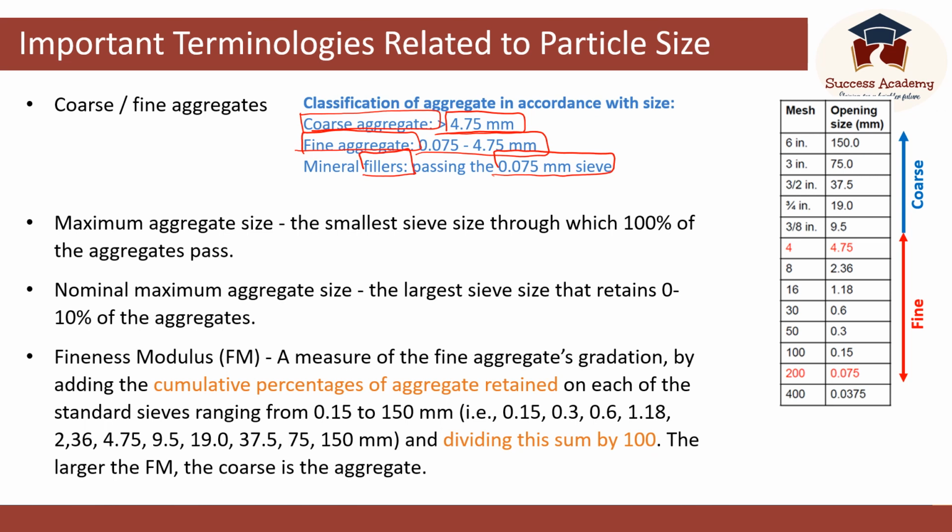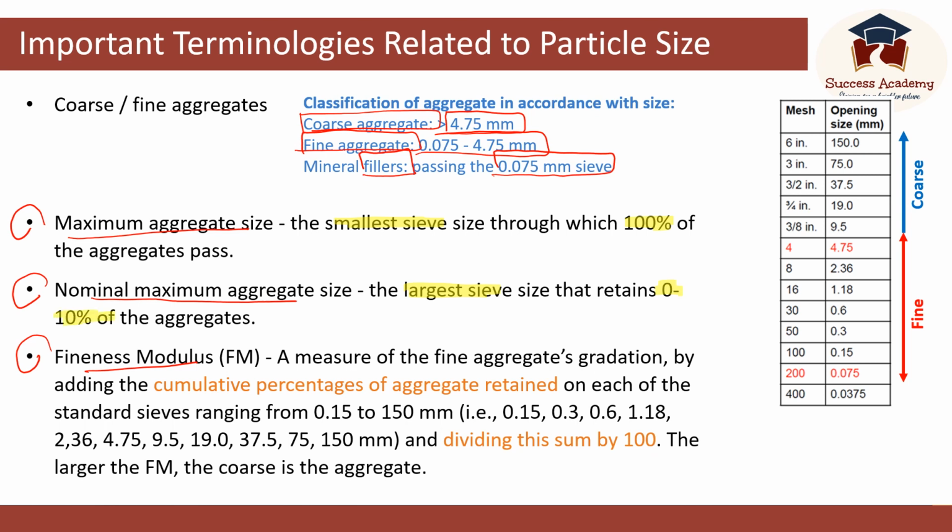And there are other three important terminologies that we are using: maximum size of aggregates, nominal maximum size of aggregate, and fineness modulus of aggregates. Now let's see what are they. Maximum size is the smallest sieve through which 100% of aggregates pass. Nominal maximum aggregate size is the largest sieve that retains 0 to 10% of aggregates.